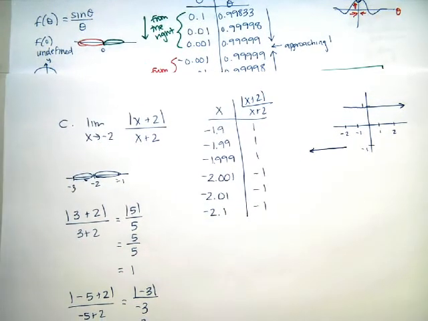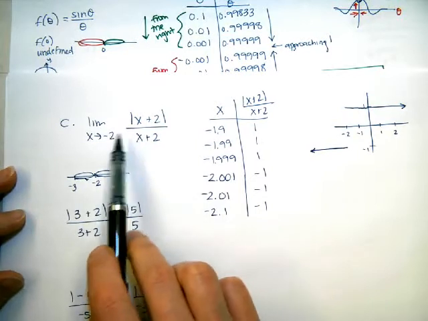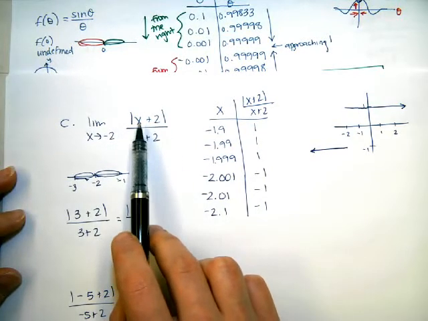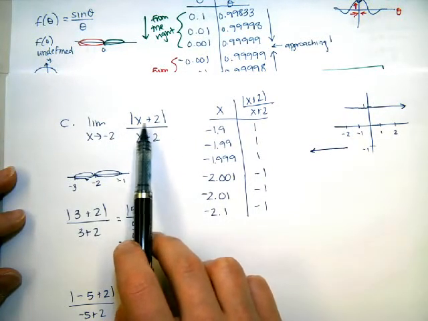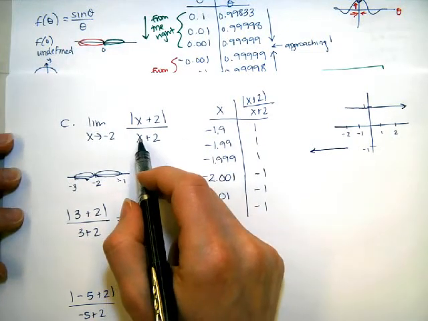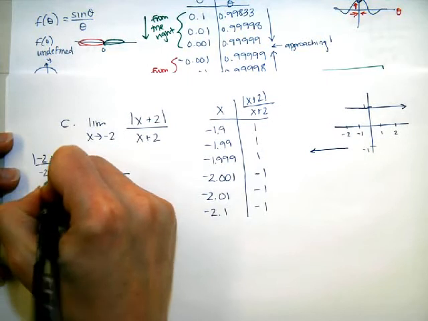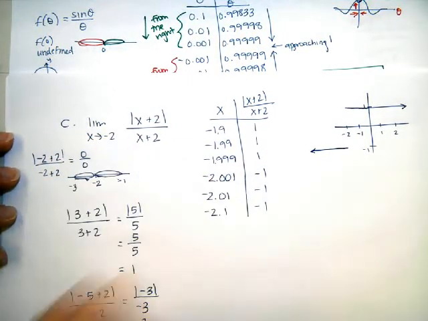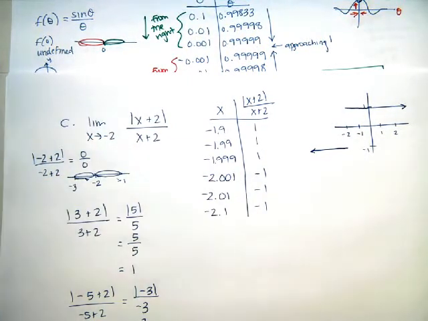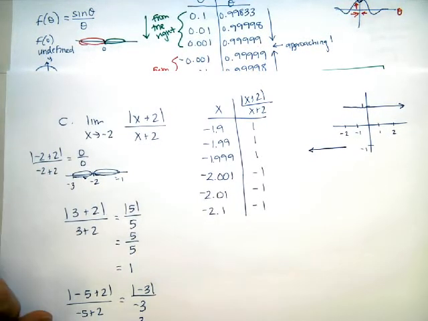What about at negative 2? Maybe an asymptote? Well, what do I get when I plug in negative 2? I get a 0 on the bottom. What about on top? Absolute value of 0 is 0. So I get 0 over 0. I know, this keeps popping up, doesn't it? So indeterminate form.